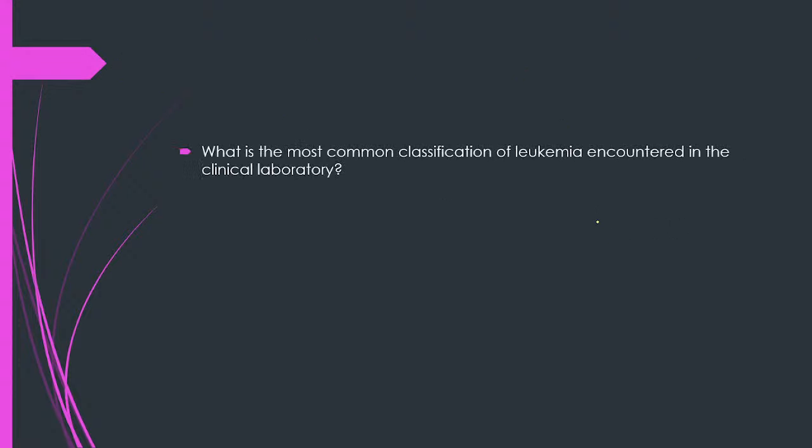What is the most common classification of leukemia that is encountered in the clinical laboratory? Okay, so we have choices, guys. This is your choices for that particular question: ALL, AML, CML, CLL. I want you guys to answer at the same time. What is the most common classification of leukemia encountered in the clinical laboratory?